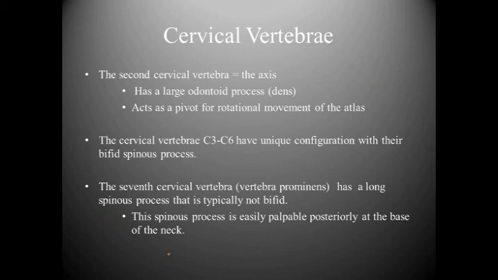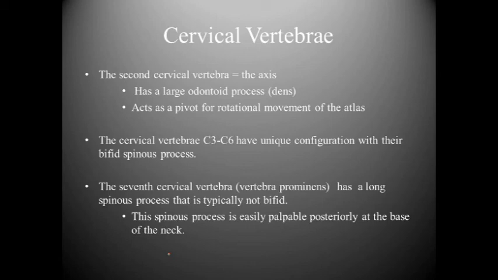The second cervical vertebra is different too. It's called the axis, and it has a large odontoid process, which is called the dens, and it acts as a pivot for rotational movement of the atlas. And so basically, it is the point where the atlas hinges and allows rotation of the head.